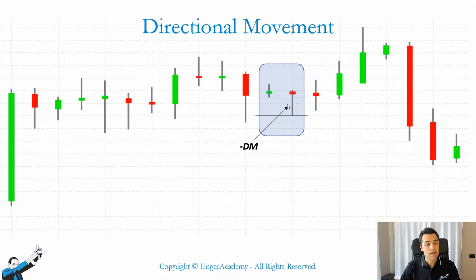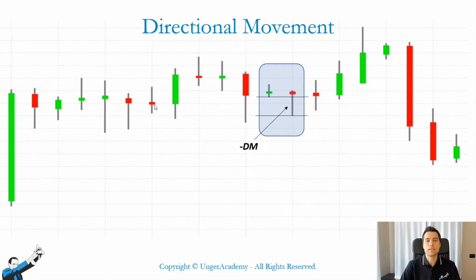Let's take another example here, in which we have a portion of the bar's range that is below the range of the previous bar. Well, in this case, the low of the current bar minus the low of the previous bar is called minus directional movement. In the case of an inside bar here, for example, both the plus and minus directional movement will be equal to 0, of course.